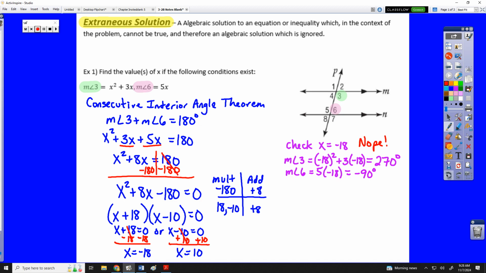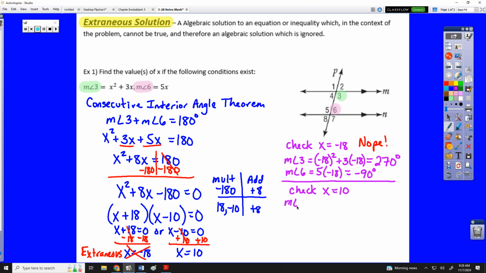But it doesn't work in the context of the problem, which means that x equals negative 18 is an extraneous solution, and we do not keep it. We throw it away. So then we need to check our other answer, and you do always need to check your answers. So x equals 10.